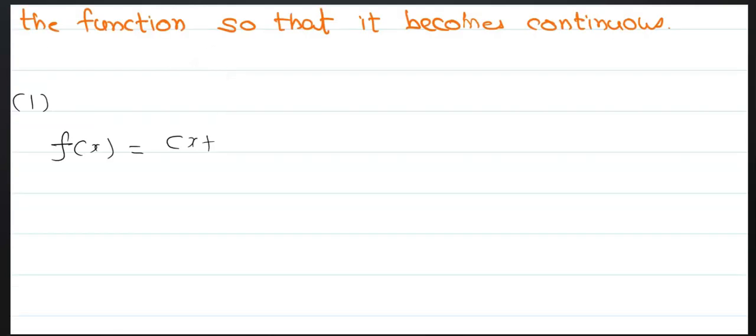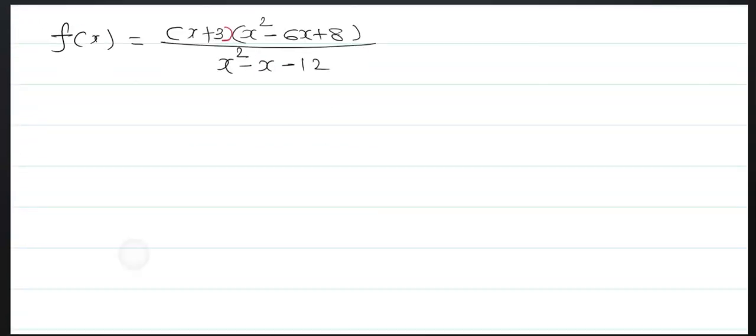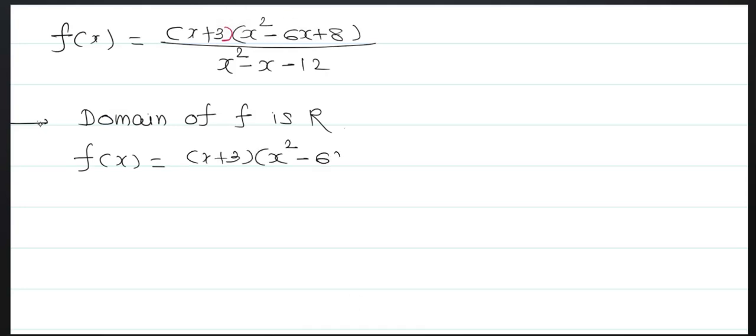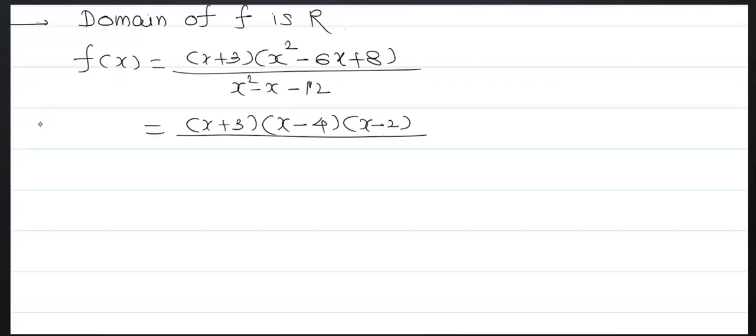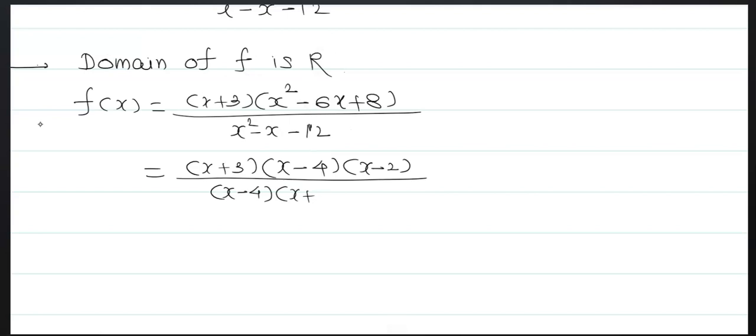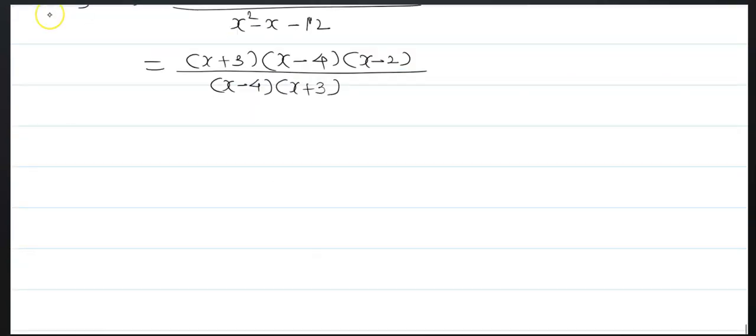F of x is equal to (x plus 3)(x square minus 6x plus 8) upon (x square minus x minus 12). Now here the domain will be the set of real numbers. Factoring, we get (x plus 3) times (x minus 2)(x minus 4) upon (x minus 4)(x plus 3). Here x minus 4 gets cancelled.